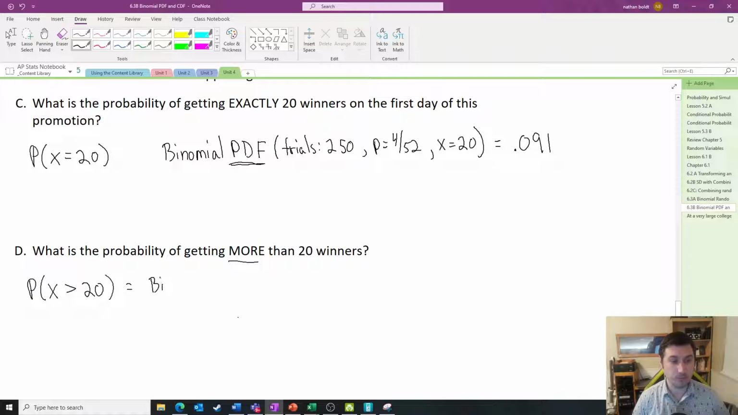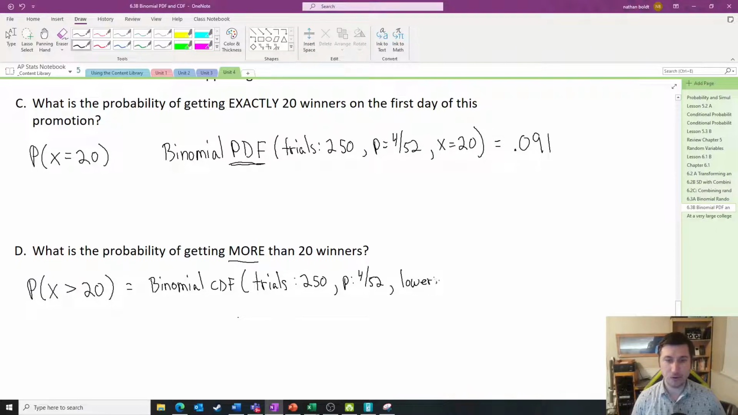So that will be a binomial CDF, cumulative density function. Number of trials is still 250. The probability is 4 out of 52 still. All right, I'm going to go with the Casio here. I'm going to put the lower. So remember, your calculator includes the limits. So I don't want to put 20 in here because I am not including 20. I am actually starting at 21. That's the first limit that I am including is 21.